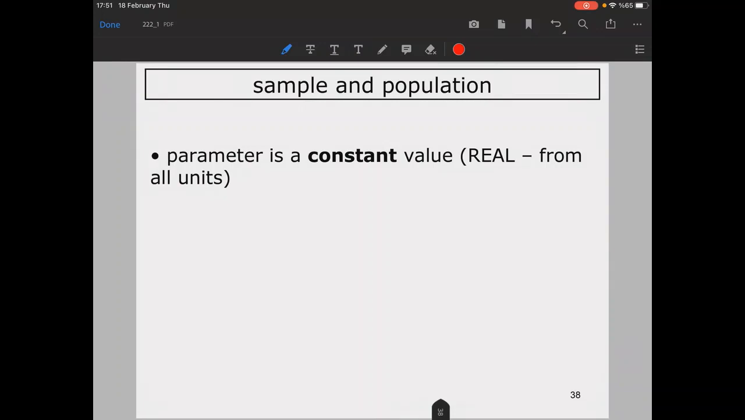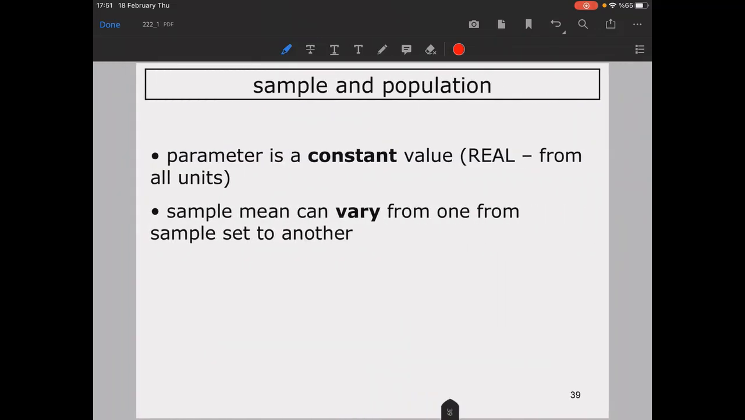And a parameter, in fact, is a constant value, which is real because it represents all units' mean, for example. It is the absolute truth, the ideal condition, the ideal dream that you're searching for. But practically, it's not easy.